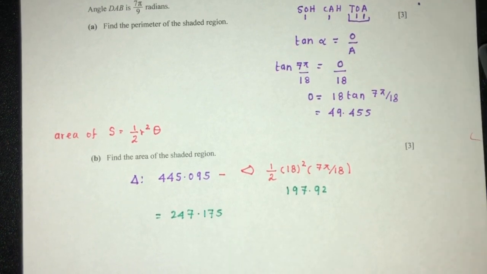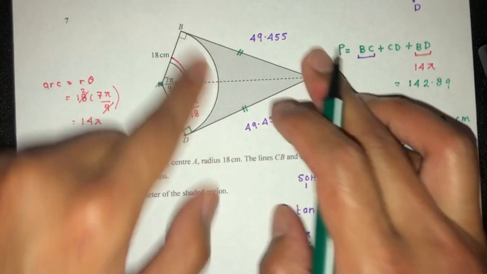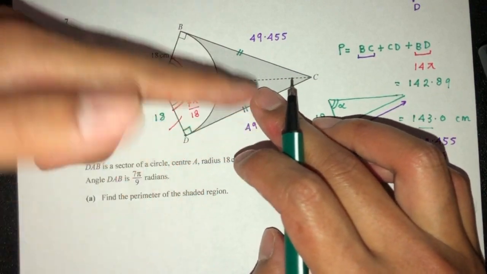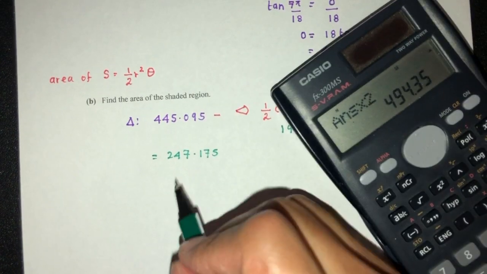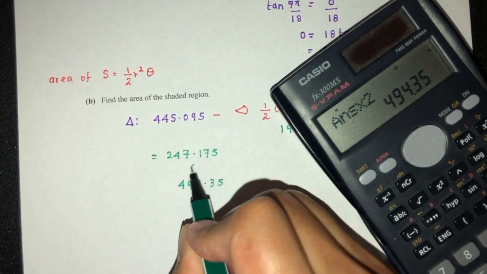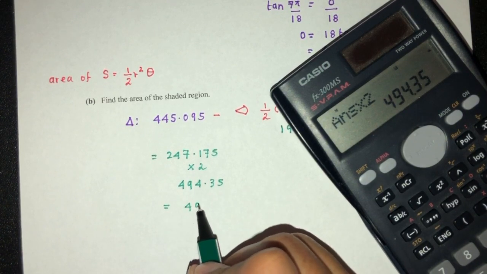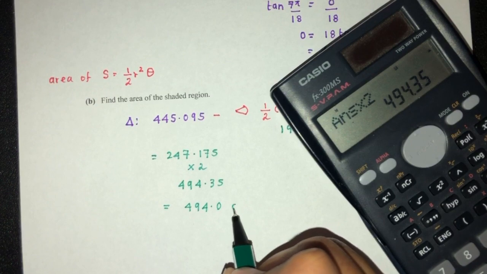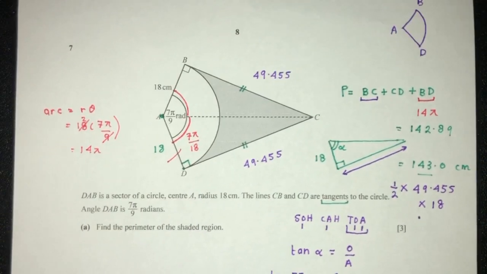Right? But now we do understand this is only part of the area we're trying to find. We're trying to find the whole thing, so we just multiply by 2, right? So this multiplied by 2, that will be 494.35. So eventually you can write 3 SF, that will be just 494.0 centimeters squared for the area. And that will be your question number 7.